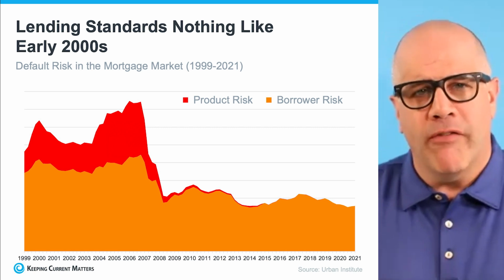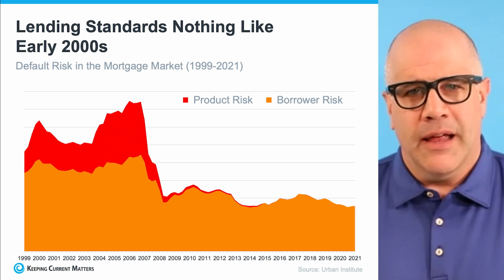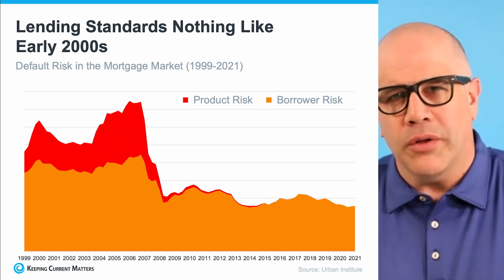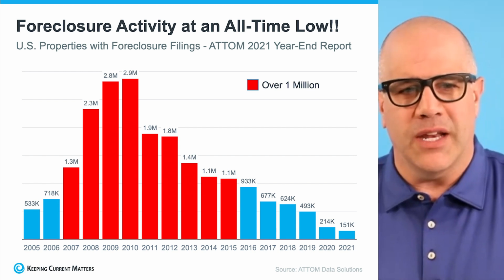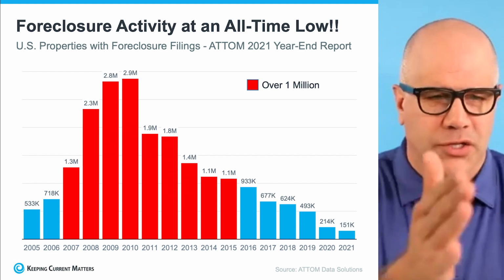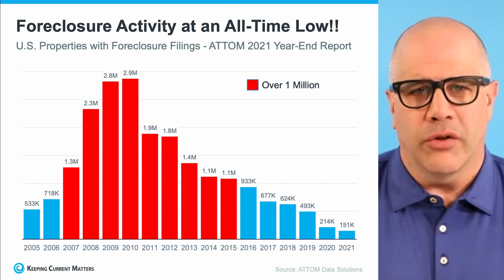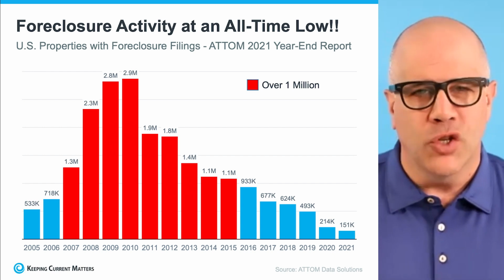And all of this, and I want to give you the result of all of this, has given us a world and a real estate business where foreclosure activity is at an all-time low. Okay, we go back to the housing crisis, all of the red shaded area, over 9 million homes going into foreclosure.